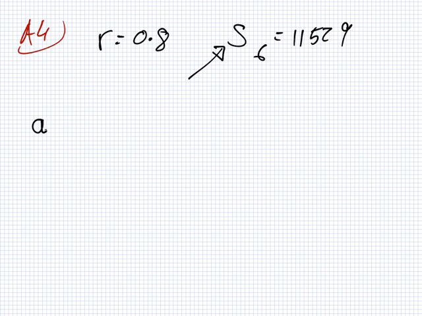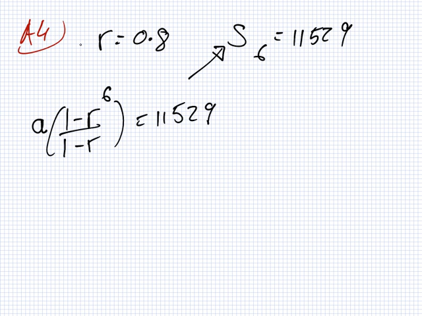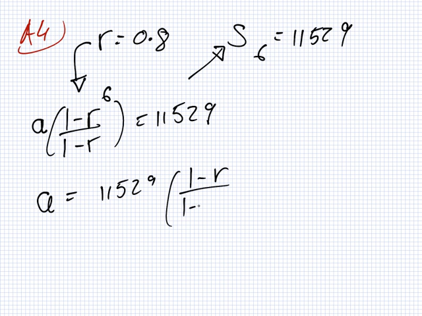A geometric series has common ratio of 0.8 and the sum of the first 6 terms is 11529. Find the first term and the sum to infinity. Okay, so if we look at this one here, it is a times 1 minus r to the power 6 over 1 minus r. This should equal 11529. Yeah, but we know the r. I can just rearrange this as a equals 11529 times 1 minus r over 1 minus r to the 6, because I can just bring this up and bring that down, cross multiply.